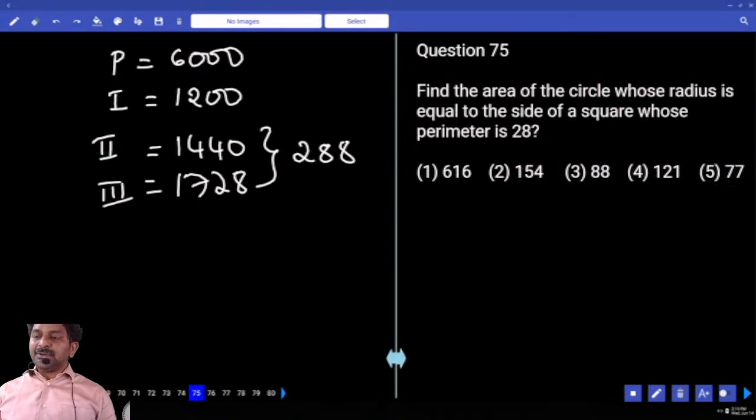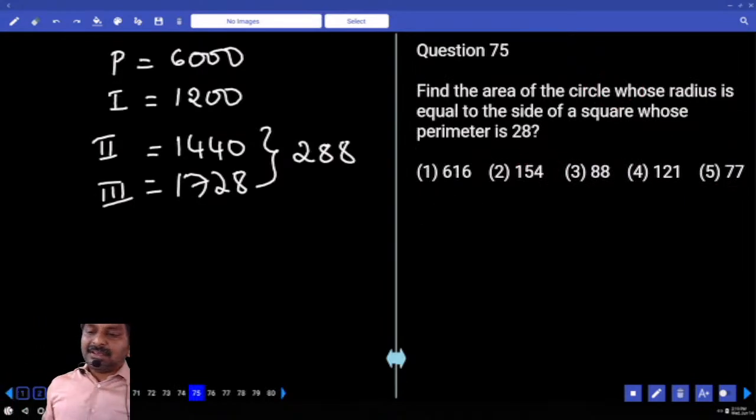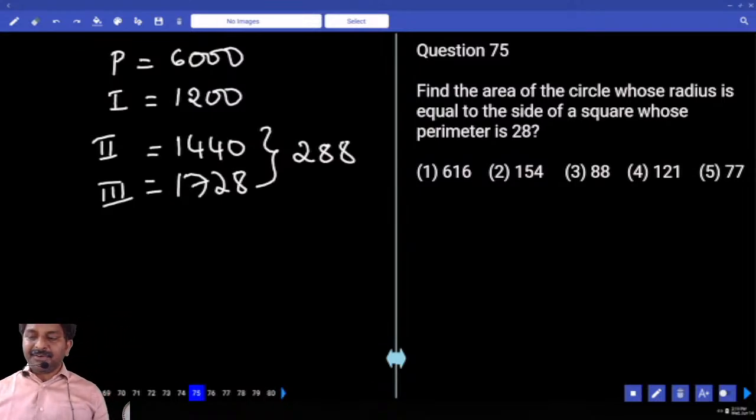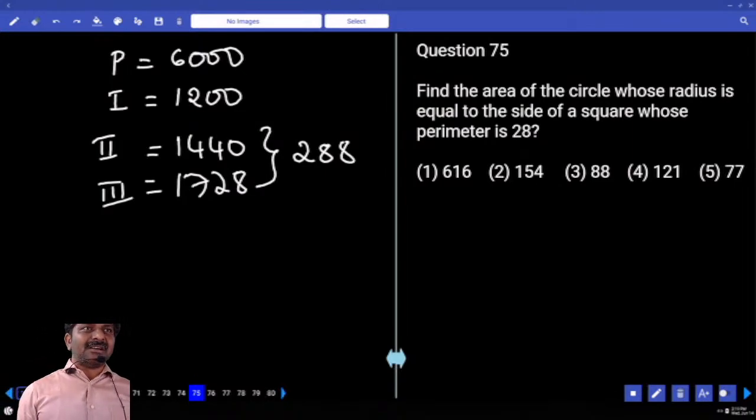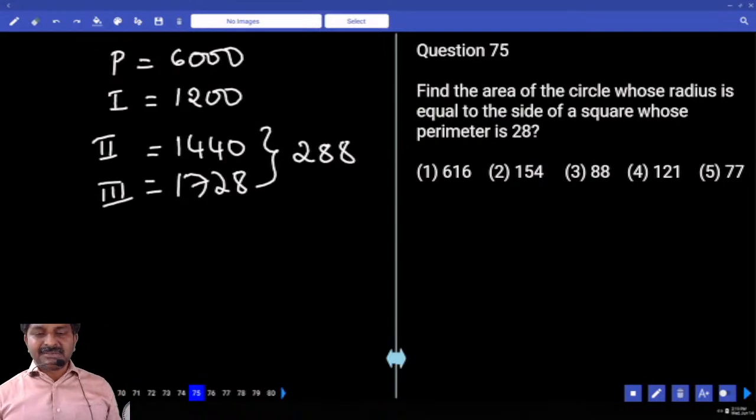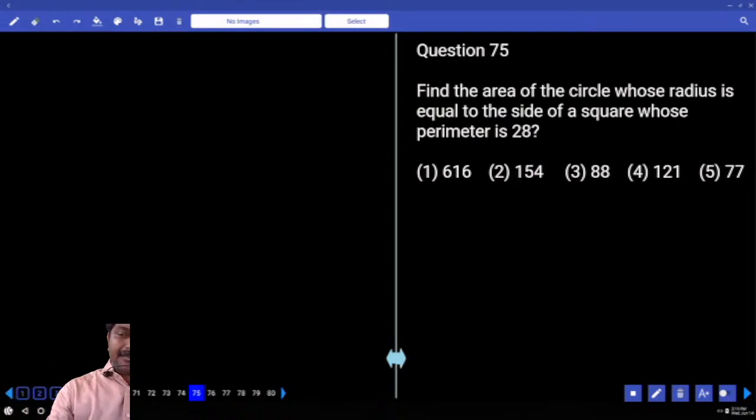Find the area of the circle whose radius is equal to the side of the square whose perimeter is 28. Area of the circle, pi r square, pi involved, so the answer must be, can it be first? Can it be first? Can it be second? Yes, multiple options are there. Come on, let's do it.